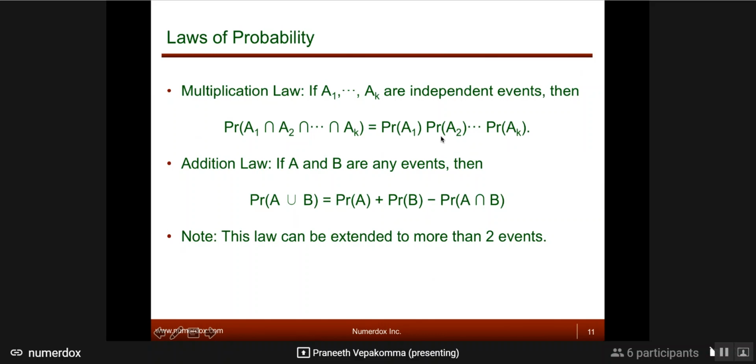It's not going to be any other function. So these are independent events. All right. Now, similarly, for non-independent events, for any set of events, if you're looking at the OR relation, if you're looking at probability of A or probability of B happening.